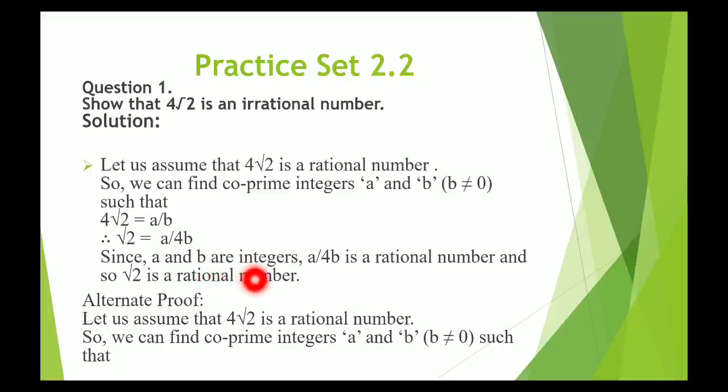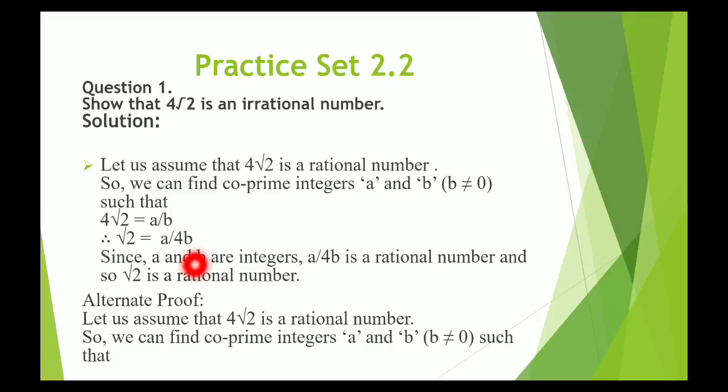Since A and B are integers, A upon 4B is a rational number, and so root 2 is a rational number. See children, A upon 4B is a rational number. If the left hand side is a rational number, the right hand side is also a rational number. Why are we saying root 2 is also a rational number? Because we have written root 2 is equal to a rational number. What is that rational number? The rational number is A upon 4B. This is the first step we have solved.